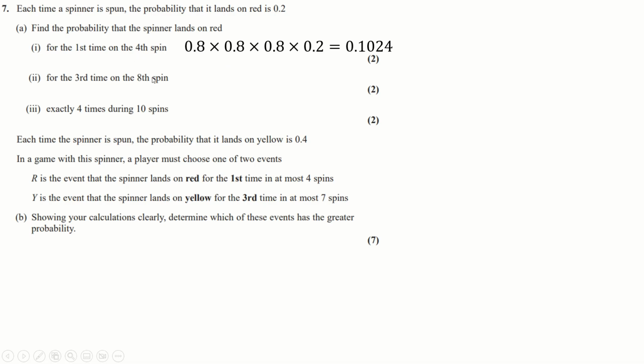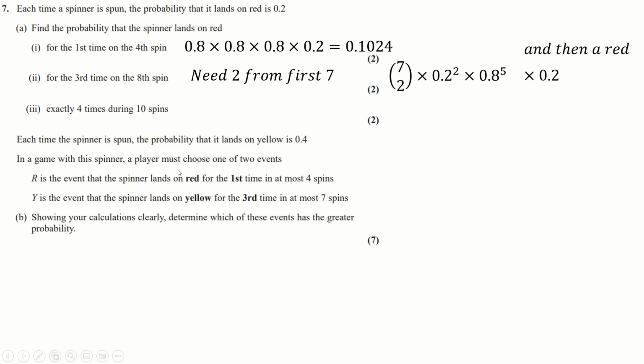For the third time on the eighth spin, very similar. All I'm going to say here is that I need to get exactly 2 of them anywhere in the first 7 spins, and then definitely get one on the 8th. So that's just a binomial, right? I need 2 reds somewhere in the first 7. So that's 7 choose 2 times 2 reds and 5 not reds. I don't care where those 2 are in the first 7 spins. And then just times by 0.2 again gives me definitely a red on the 8th spin. And I'll end up with this probability here.